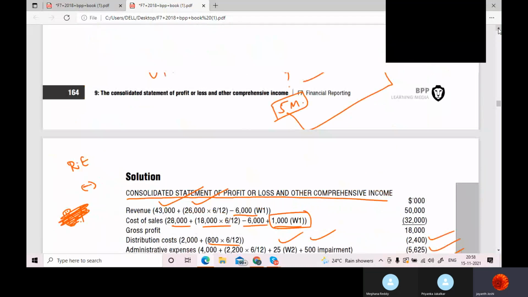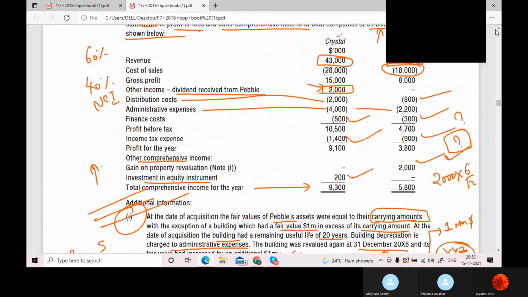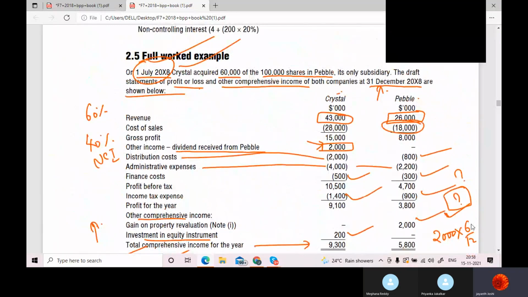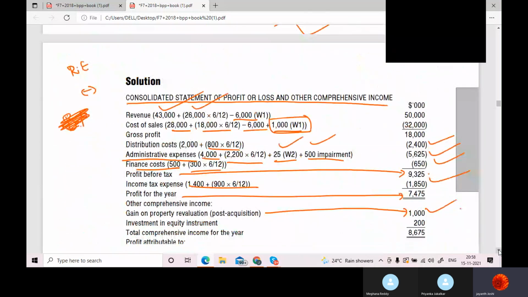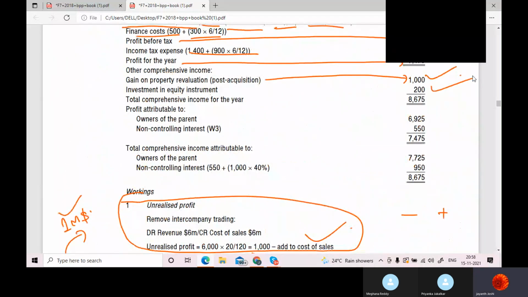Investment in equity instrument. This was done by whom? The parent, not the subsidiary. So we will take this. It is not like pre-acquisition, post-acquisition, only the subsidiary's items are pre-acquisition and post-acquisition. That is common sense. Done. We got total comprehensive income. Then what are we supposed to do? Take this profit of the subsidiary.